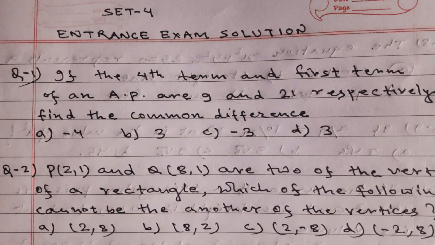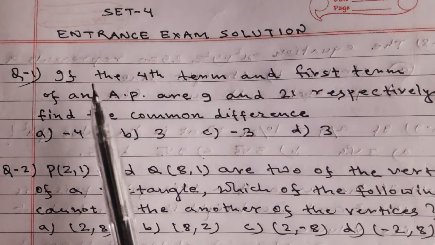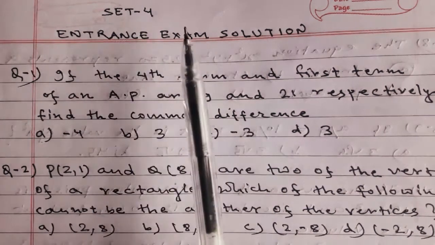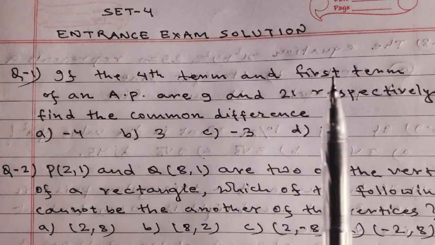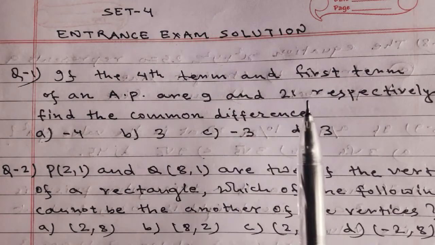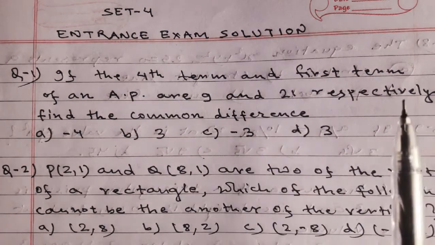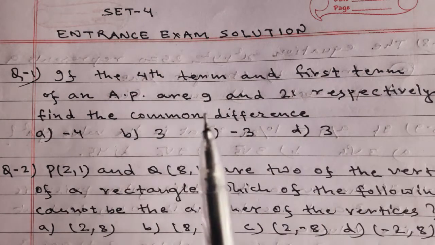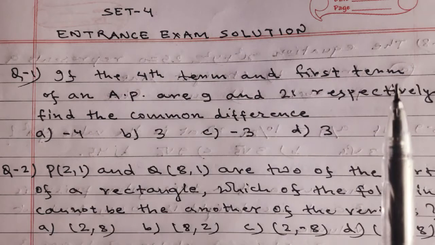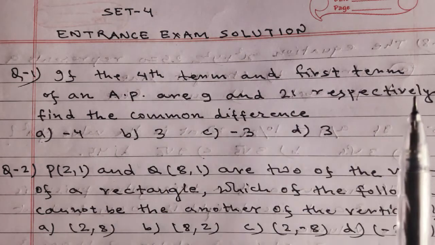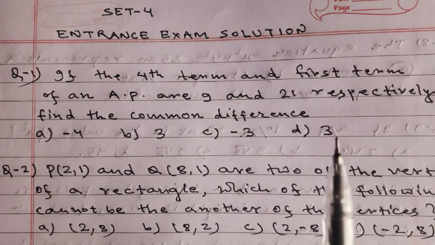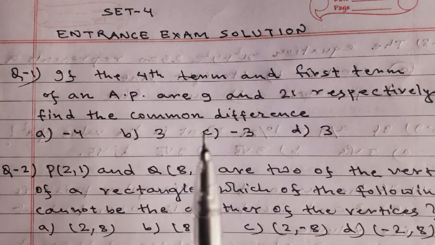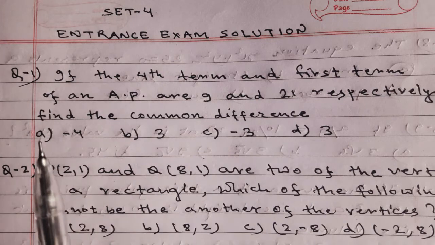Today in this video we are going to discuss entrance exam solution set 4. Question number 1. If the fourth term and first term of an AP are 9 and 21 respectively, find the common difference. We are given A, B, C, D, 4 options and we have to choose the right option. So let's go to the solution of question number 1.